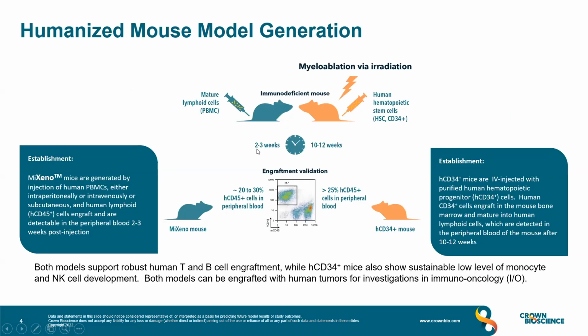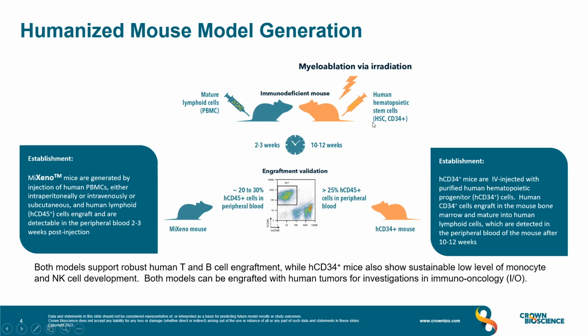And the humanized mouse models that we employ at Crown are basically two types. One where we inject human PBMCs into mice. This is a very rapid humanization process. It takes about 2 to 3 weeks. And when you look at the peripheral blood in these mice, you can actually detect human CD45 cells, as shown in the flow diagram here, 2 to 3 weeks after engraftment.